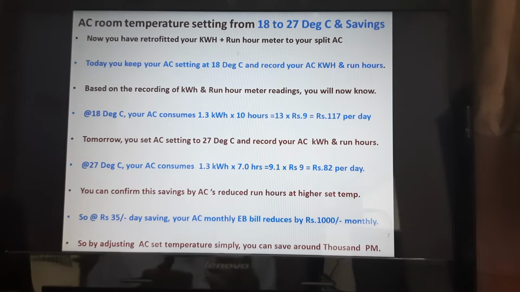So you can confirm the savings in the AC right from day one, instead of waiting for the EB bill once a month on the 15th. If you take readings daily, weekly, or whenever is convenient to you, with both the kWh meter and the run-hour meter, you definitely know that at 35 rupees per day saving, your monthly EB bill can reduce by 1000 rupees. This is simply by adjusting the AC set temperature, and let us see how much more reduction is possible by housekeeping of your AC.